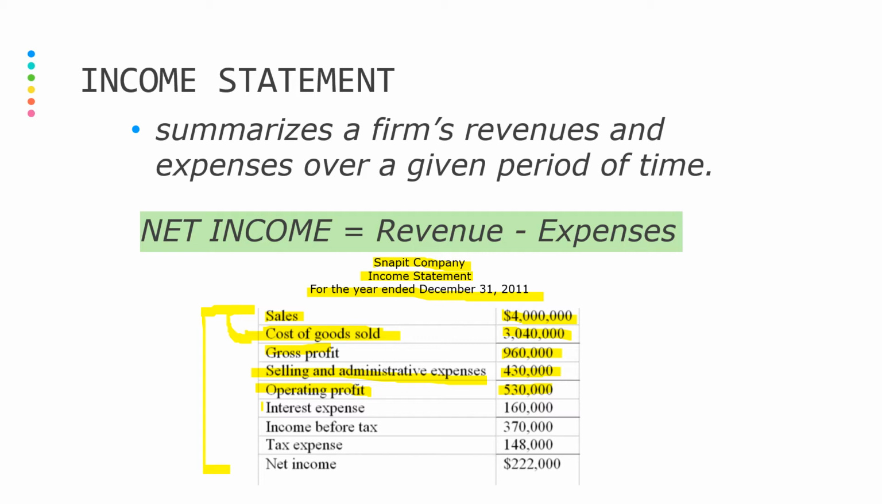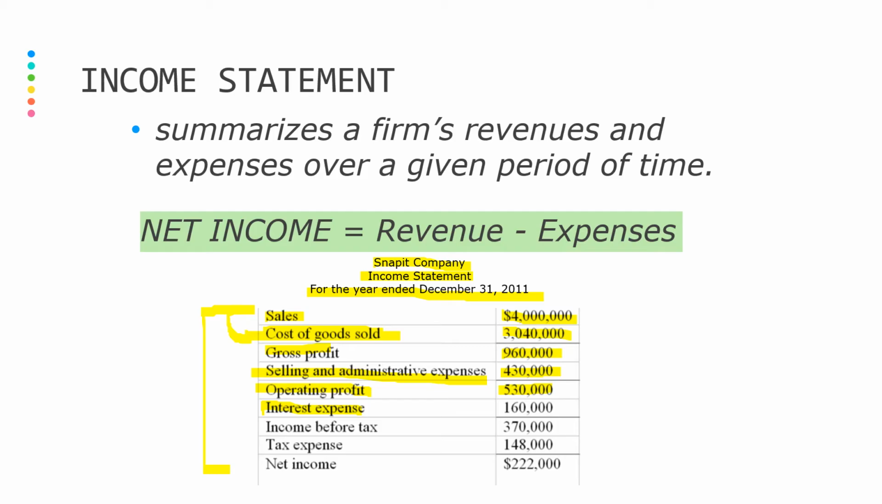Okay. Next is the interest expense. Interest expense is the cost incurred by an entity for borrowed funds. So this is a non-operating expense. That is why interest expense is not included in the selling and admin expenses. Again, this is a non-operating expense that is shown in the income statement.